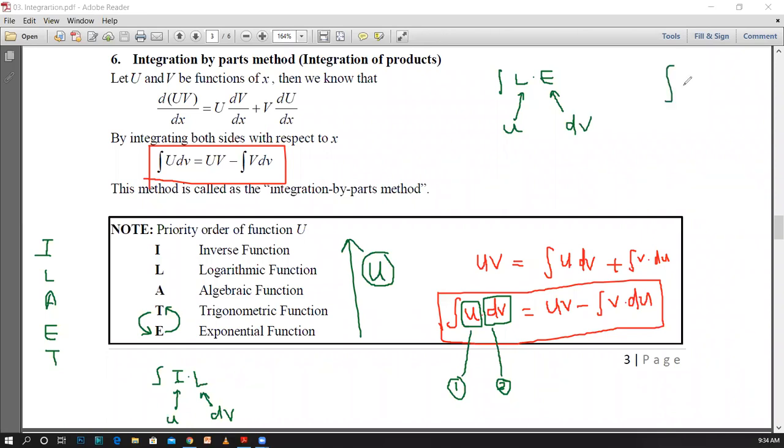And if it is an exponential function and an algebraic function, then according to this concept, the algebraic function should be u, and the remaining part would be given as dv. Therefore, according to this concept, the topmost function listed should be identified as function u, and the remaining should be identified as dv.